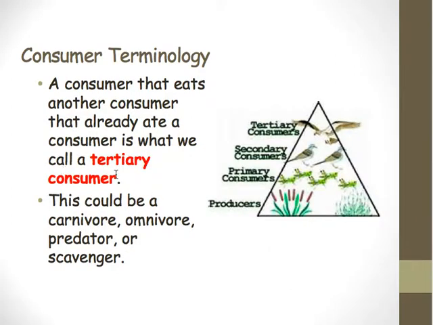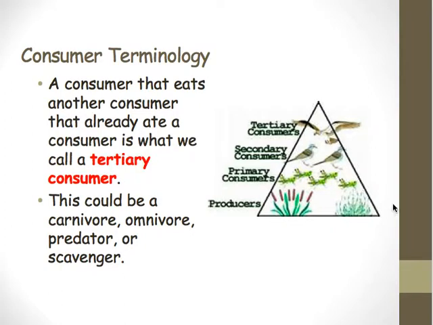A consumer that eats another consumer that already ate a consumer is going to be a tertiary consumer. So it's important to note that you can be a tertiary consumer and also a secondary consumer depending on what you're eating within that food web. So it's not as clear-cut as it sounds, but it helps us get some terminology around the pyramid here.